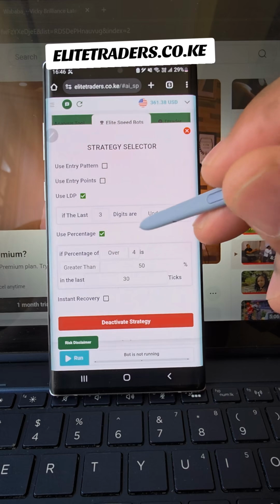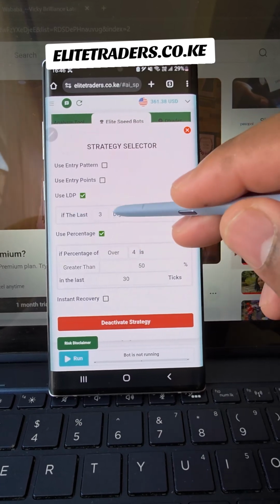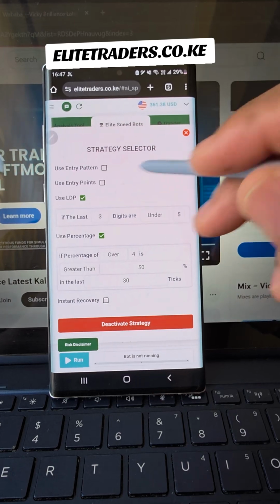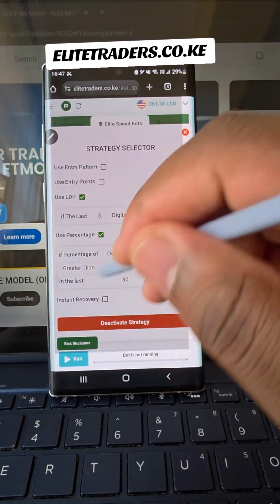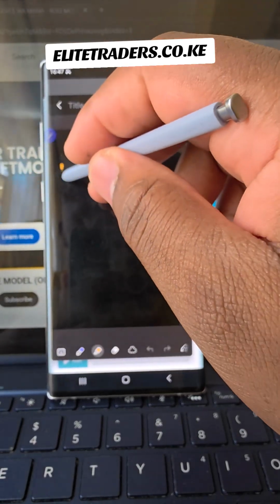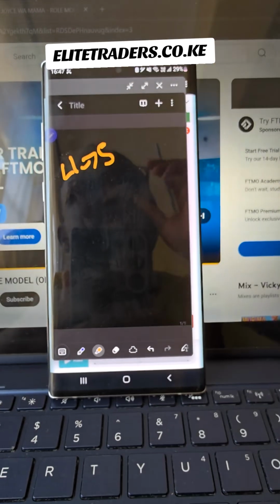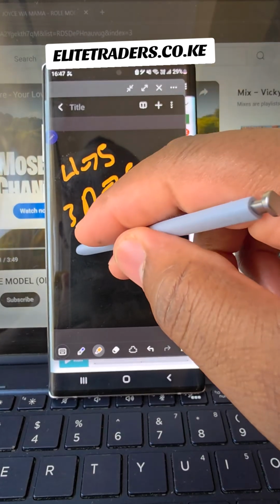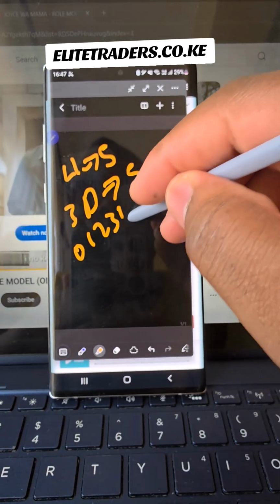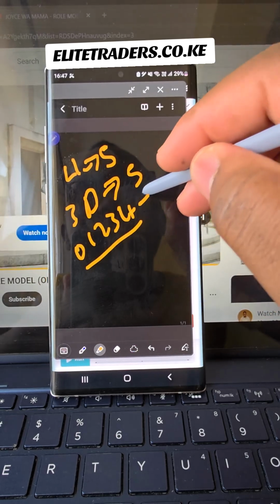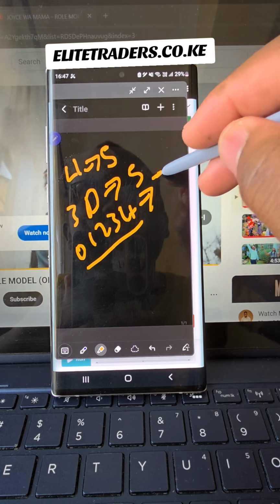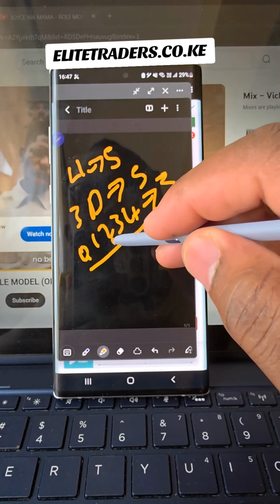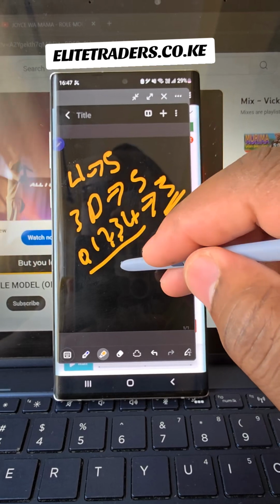This is the second strategy that this robot uses in the analysis: if the last 3 digits are under 5. What does this condition mean? Let me click here and demonstrate. We are trading under 5, so if the last 3 digits are under 5, that means digits 0, 1, 2, 3, 4. The tick has to touch these 5 digits at least 3 consecutive times. For example, the tick touches digit 0, 2, and 3. Those are 3 consecutive times.